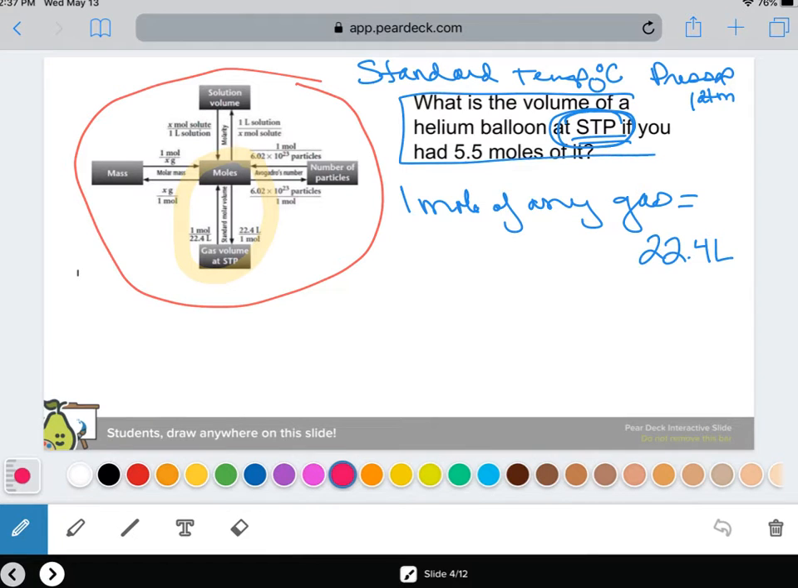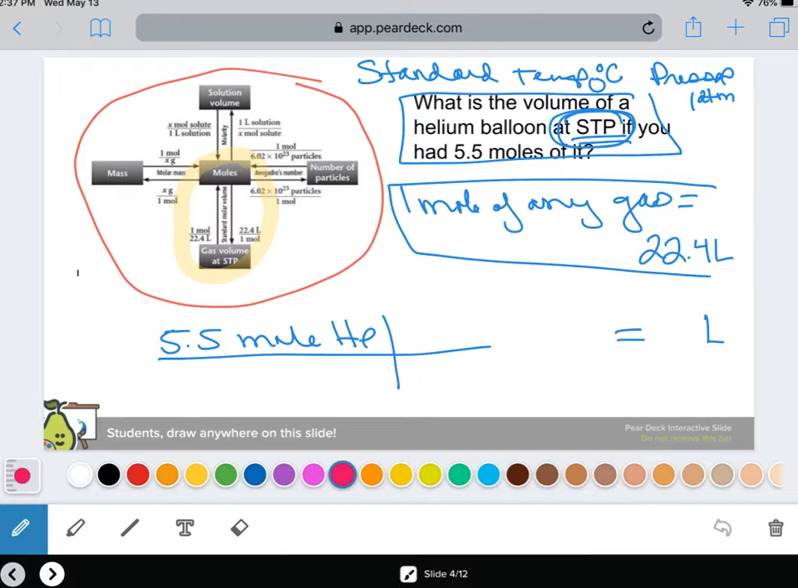What is the volume of the balloon at STP if you have 5.5 moles of it? So this shortcut mole conversion only works under those conditions, but I'm going to try to find the volume of the balloon. So if I want a single unit, I start with a single unit, and I have 5.5 moles of helium. So I'm going to use this new equivalent. This 1 mole of any gas is equal to 22.4 liters.